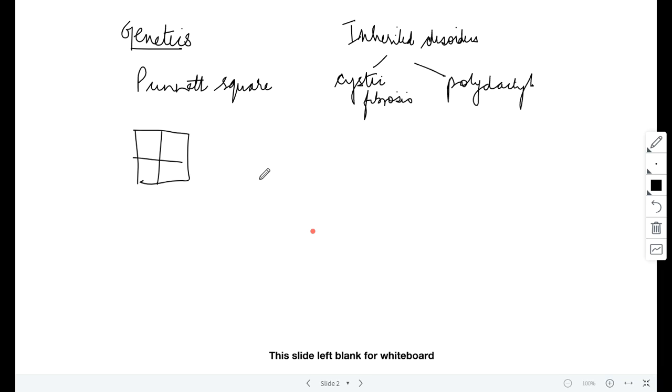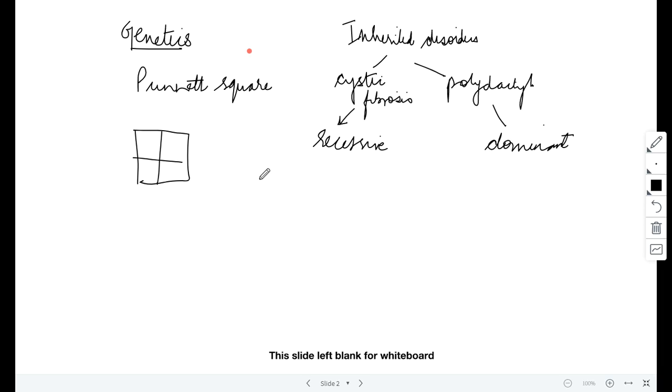Can you tell me, if you remember, cystic fibrosis was caused by the recessive allele, and polydactyl was because of the dominant allele. Remember, we made the crosses also. Do you remember everything? Capital C and small c. Okay, so then this was the first thing which we discussed.